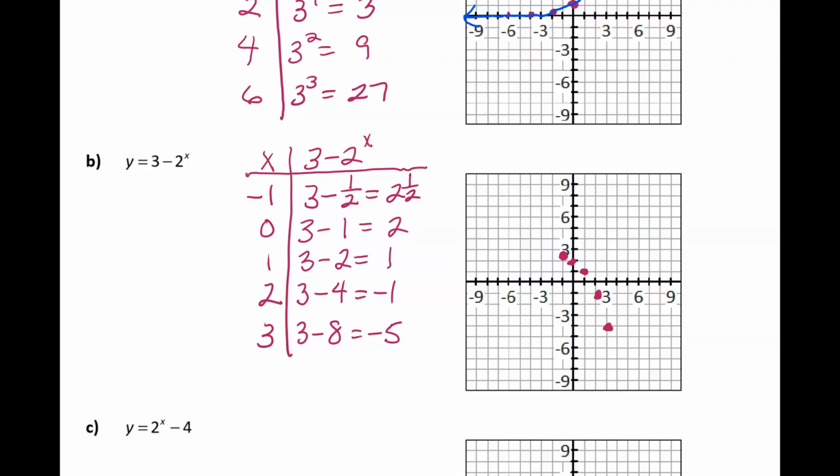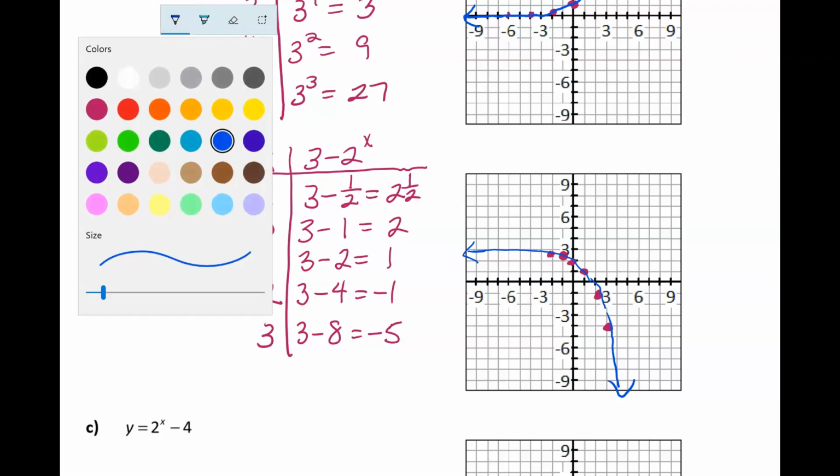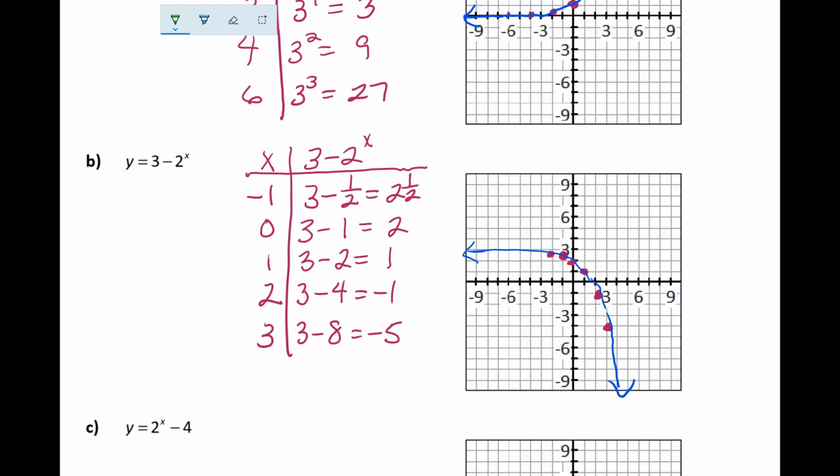Okay, so what if x is -2? Then we'd have 3 minus 1/4, which would be 2 3/4. And so our graph is actually going to get much, much closer to having a y value of 3. So it's going to get very close, but it's not going to go beyond y equal to 3. Very steep over there on the right-hand side. For this one, since we do have an asymptote to the graph, I'm going to dash in a horizontal line to represent that asymptote.